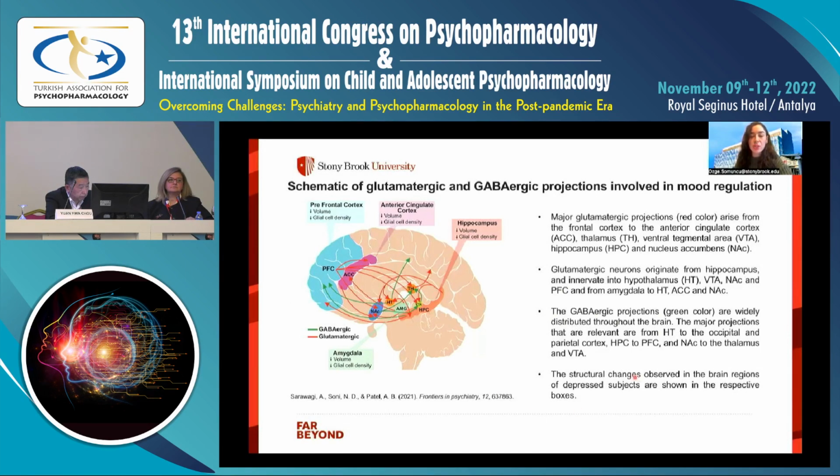The structural changes observed in depressed patients are indicated in those boxes. In people who have depression, the prefrontal cortex has less volume and the glial cell density is decreased, while the anterior cingulate cortex has decreased volume and glial cell density, very similar to the prefrontal cortex. The hippocampus is also decreased in volume and glial cell density. All of those areas in the brain show the same kind of phenotype, where the glial density is significantly reduced in depressed patients.